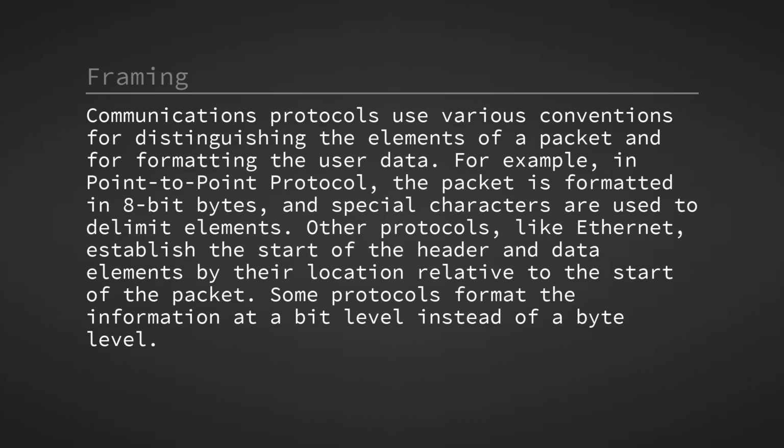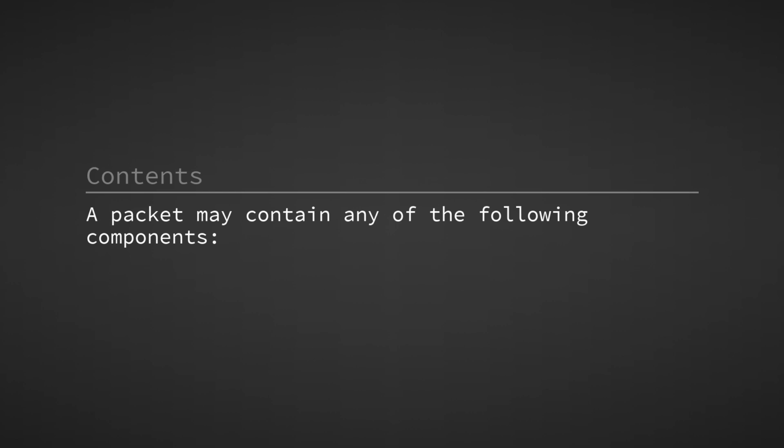Framing. Communications protocols use various conventions for distinguishing the elements of a packet and for formatting the user data. For example, in point-to-point protocol, the packet is formatted in 8-bit bytes, and special characters are used to delimit elements. Other protocols, like Ethernet, establish the start of the header and data elements by their location relative to the start of the packet. Some protocols format the information at a bit level instead of a byte level. Contents. A packet may contain any of the following components.